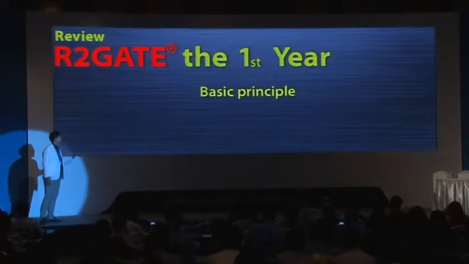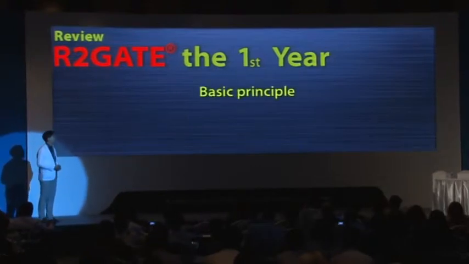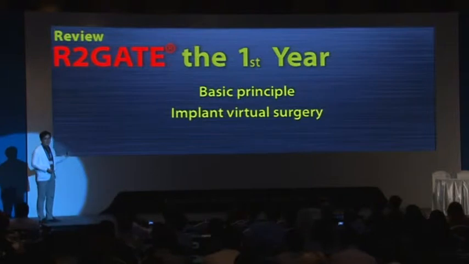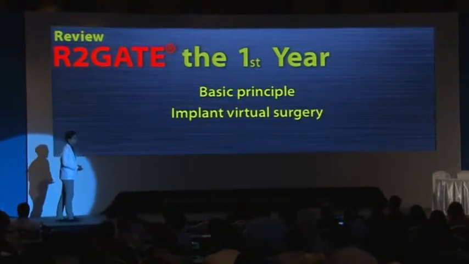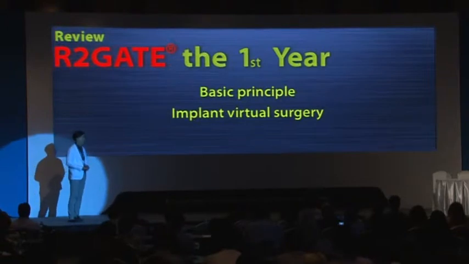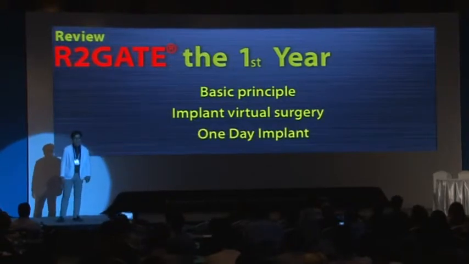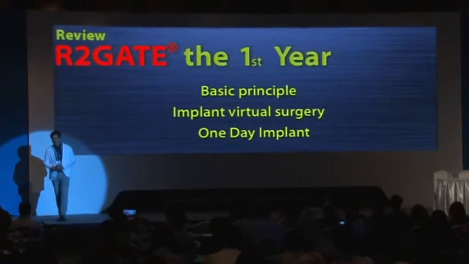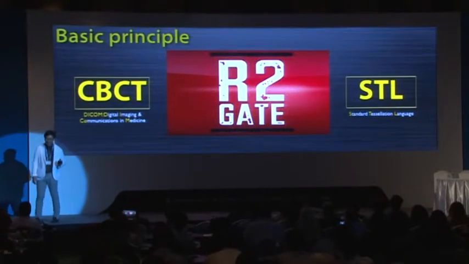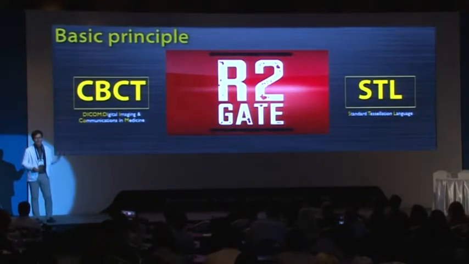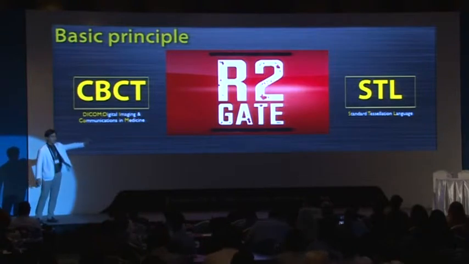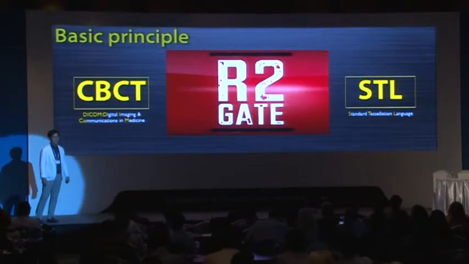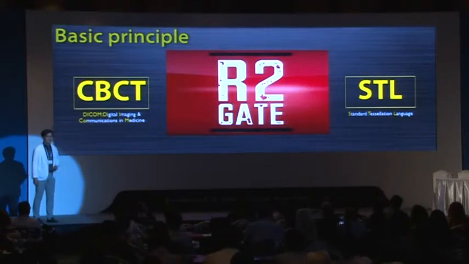Last year we mentioned these three categories. One is the basic principle of the R2GATE, second is that using the R2GATE we can do virtual surgery, and third, finally, we can make a one-day implant concept. Briefly, the basic principle of R2GATE is this: CT scanner, CBCT scanner, and the model scanner. It is called STL files.